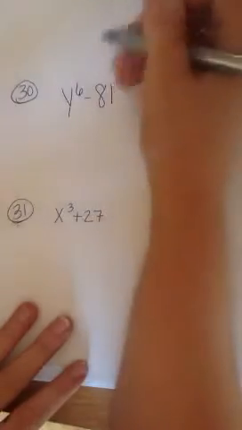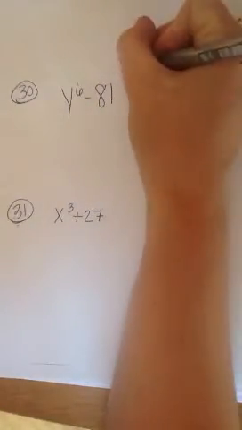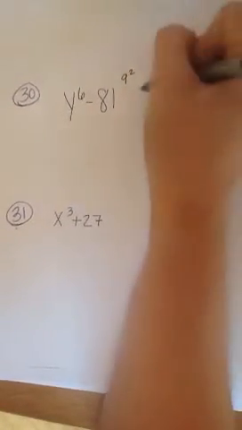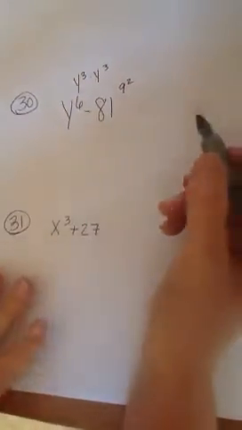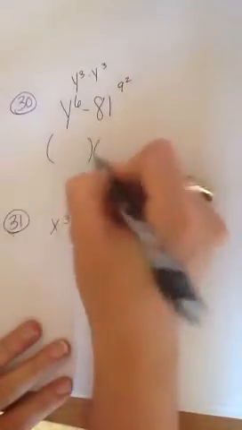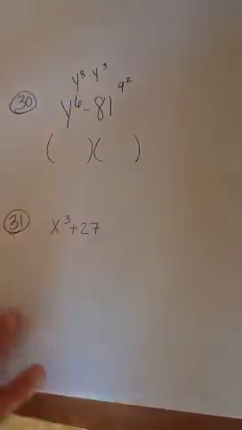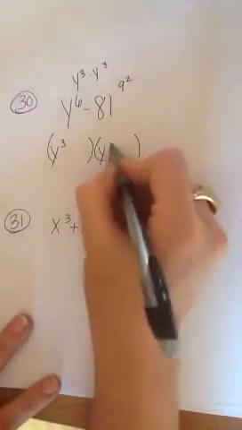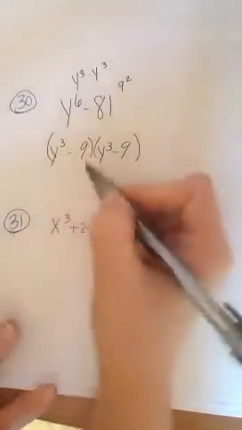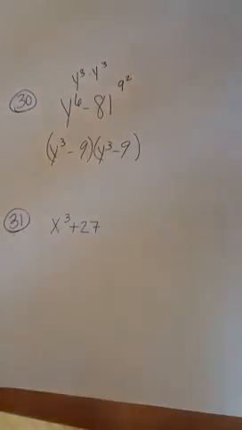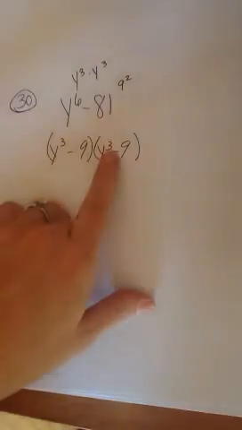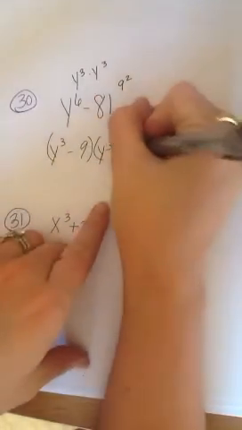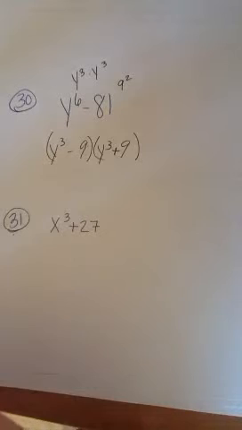Number 30. 81. Well, 81 is 9 squared, so it's perfect square. So y to the third times y to the third is also a perfect square. Perfect square goes into 2 binomials. Y to the third, 9 and 9, minus and plus. You cannot factor again. I know that 9s are perfect squares, but y to the third is a cube. Oops, one of those should be positive, sorry. Y to the third is a perfect cube. You cannot factor again, you're done.